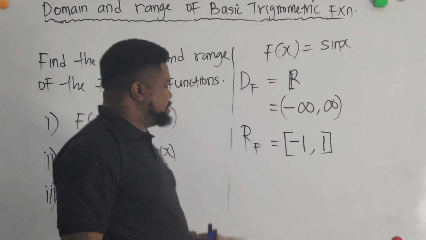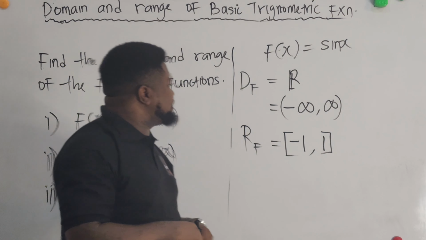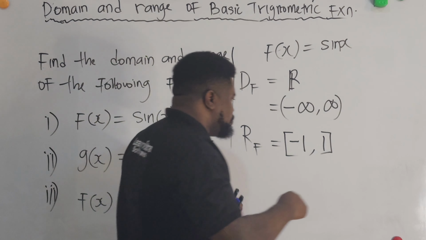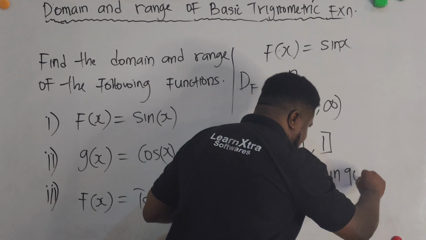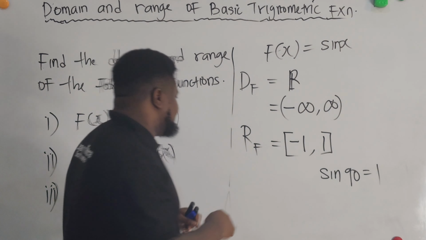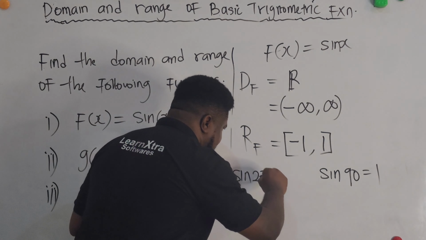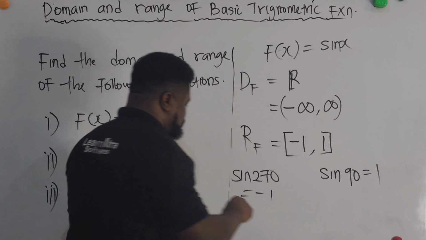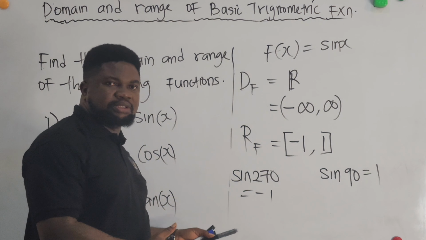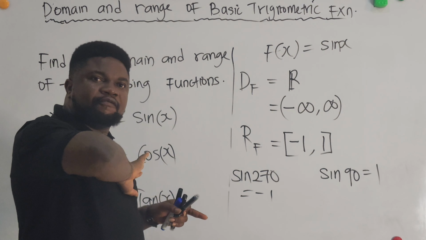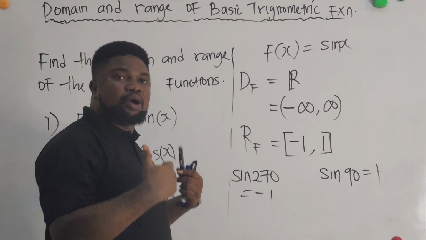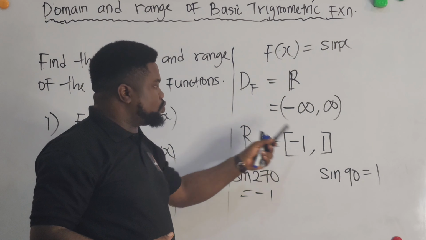So for sine of anything, the maximum number you can get is 1. For instance, when you punch sine 90, you have 1. Or when you punch sine 270, you have minus 1. From these 2 values, the rest will give you 0 point something. The maximum value for the sine function is 1, while the lowest number you can obtain is minus 1.